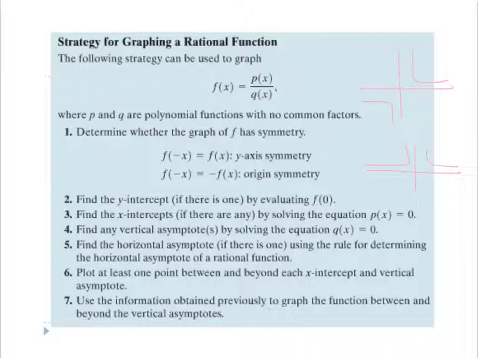Remember, your rational curves alternate. So you're having curves like this or curves like this. So we just need to figure out how are they alternating. Is it odd or is it even? The next thing we want to do is find intercepts: x-intercepts, y-intercepts. Find your vertical and horizontal asymptotes, and let's take a look at number 6. Plot at least one point between and beyond each x-intercept and vertical asymptote. So I want to figure out exactly what kind of behavior is happening between your vertical asymptotes and outside of them. And then graph. Let's take a look at it.